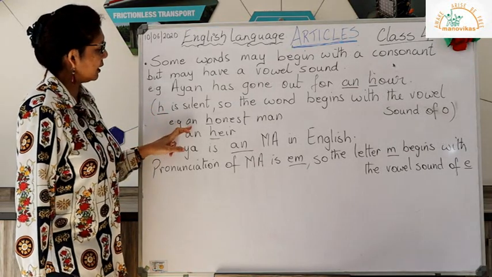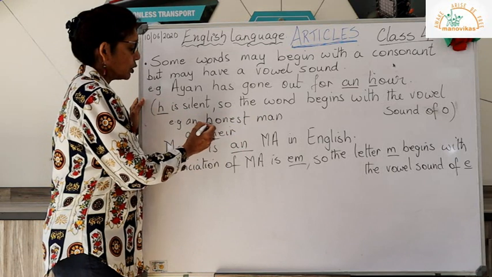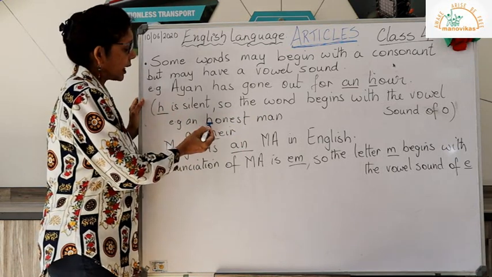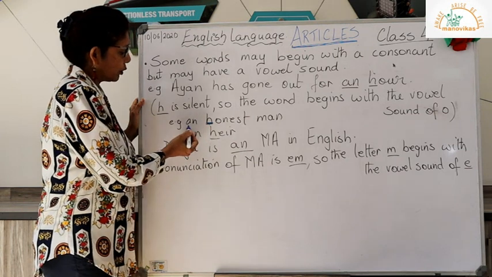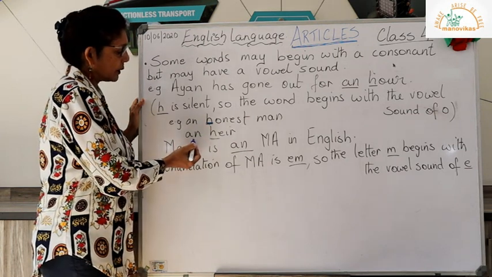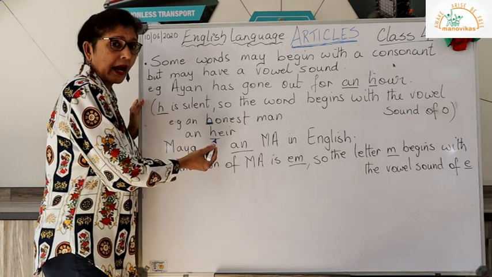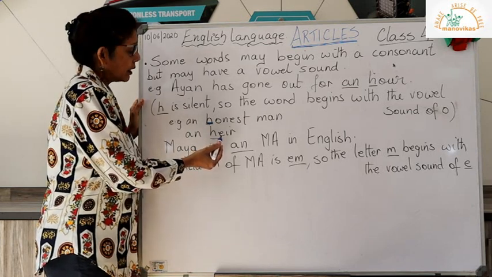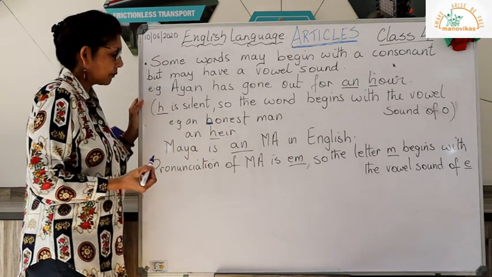More examples are an honest man. You don't say honest with an H sound. Do you say honest? No, H is silent again here. Therefore O is a vowel and therefore you use an. Another example is an heir. You don't say hair, you say heir. E is a vowel and therefore you use an.